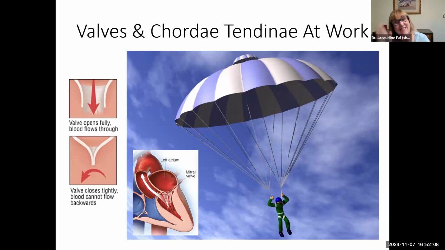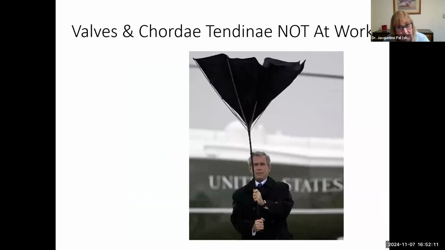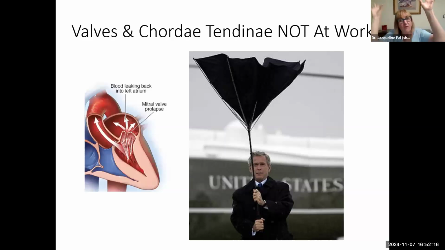Now, when this doesn't work right, this is what happens. That valve flips upside down because the chordae tendineae are not working. You have a lot of pressure down below wanting to push those valves upside down. So the chordae tendineae needs to be pulling down on them. So yes, you were right if you said the chordae tendineae are gonna pull them down, but they're gonna pull them down to keep them closed, not to open them.